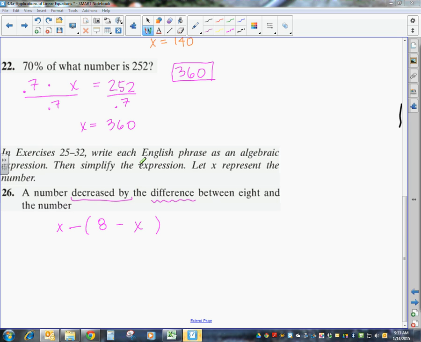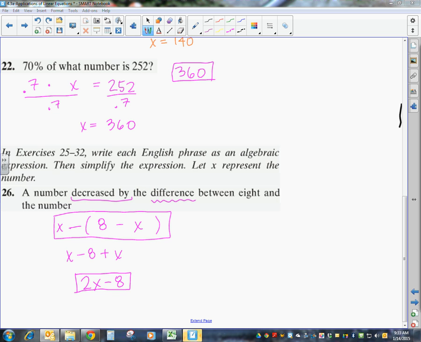They also asked us to simplify it. So this would be the answer to the first part. And then to simplify, x minus 8 plus x, and x plus x is 2x minus 8. So we have simplified it.